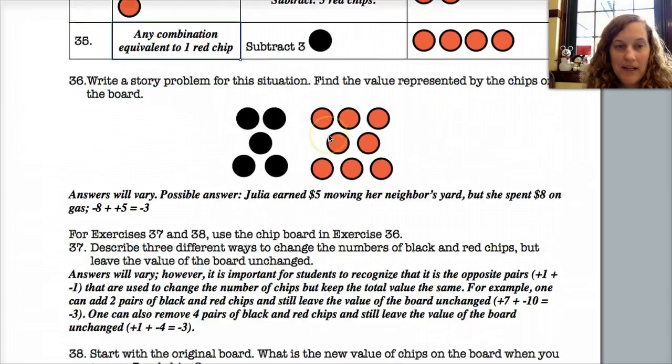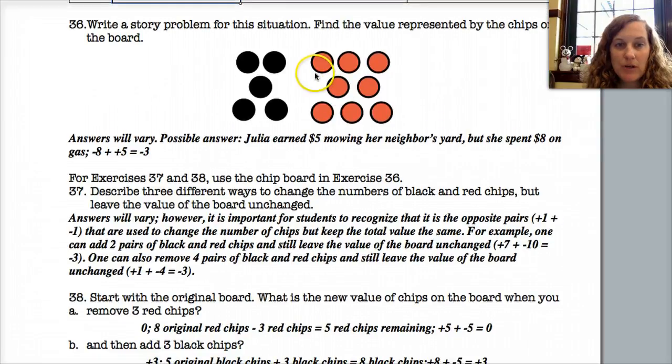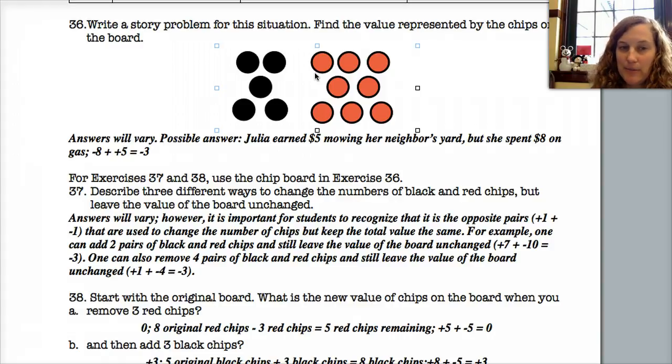Okay, in this example, write a story problem for this situation. Find the value represented by the chips on the board. So first of all, we have 5 blacks and we have 8 reds. What could be a story problem for that? Well, we've earned $5, but we owe $8. So my example is Julia earned $5 mowing her neighbor's yard, but she spent $8 on gas. Or negative 8 plus a positive 5 gives me a negative 3. I'm still 3 in the hole. I owe 8, but I only have 5, so I still owe 3.